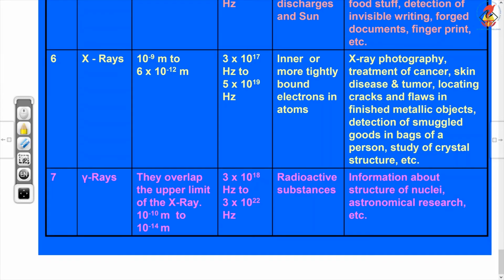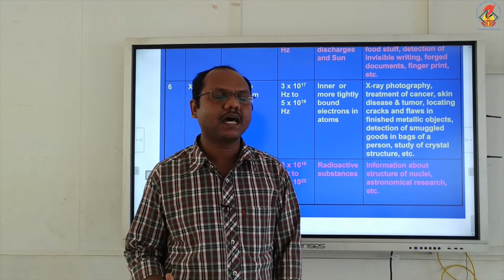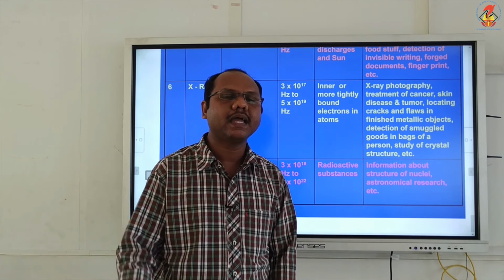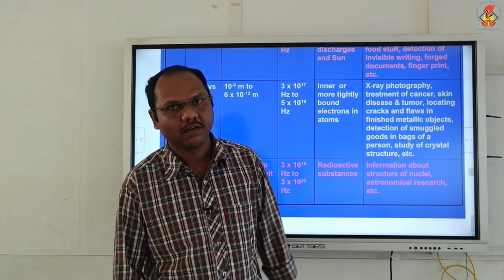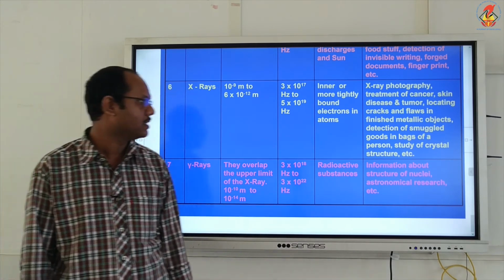Then the last thing is gamma rays. Gamma rays, they overlap the upper limit of X-ray. So it comes under 10 raised to minus 10 to 10 raised to minus 14 meter. And the frequency is about 3 into 10 raised to 18 hertz to 3 into 10 raised to 22 hertz. And gamma rays are produced by the radioactive decay of a nucleus. When a nucleus undergoes radioactive decay, they will produce gamma rays.